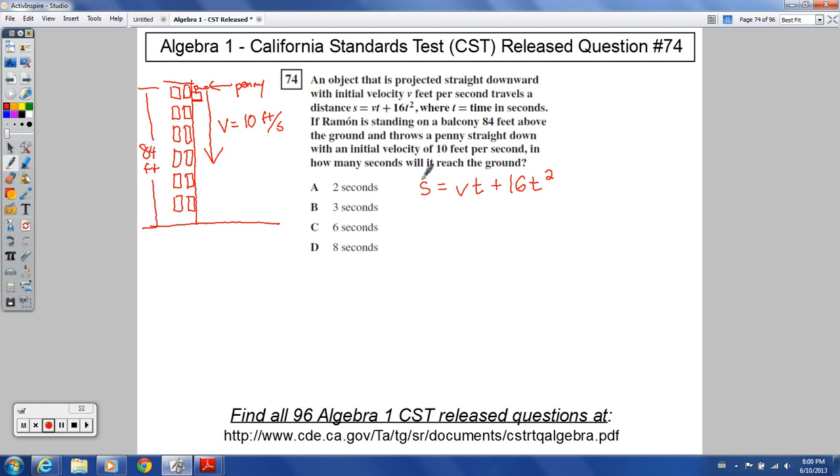And so that would have to go in right here. It's going to travel 84 feet. The initial velocity is 10. So I'm plugging in 10, I'm plugging in 84, and I'm solving for t here.